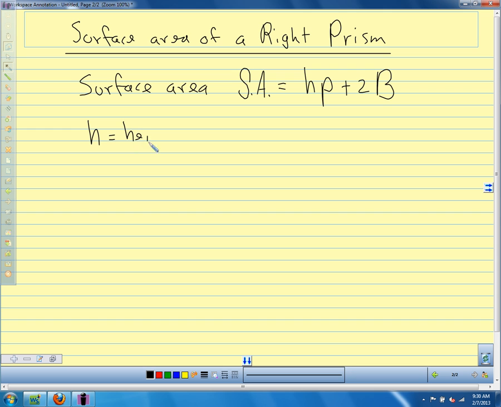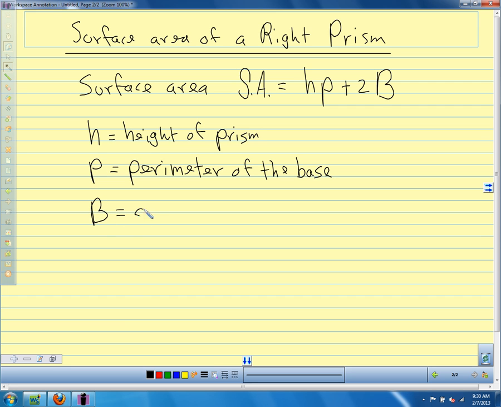H is the height of the prism. So that's the piece that we just talked about. P is the perimeter of the base. So we have to know what the base is, and we need the perimeter of the base. And capital B, big B, is the area of the base. And our units for surface area are units squared. We're talking about an area, so our units are going to be units squared.